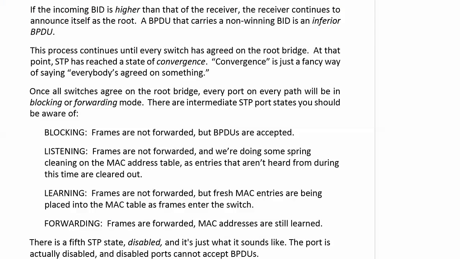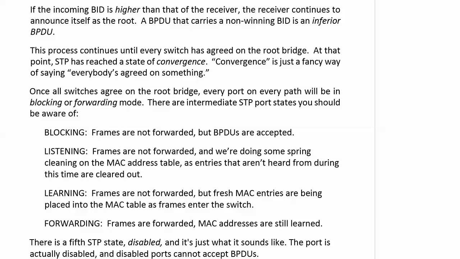Well, I mean a couple of intermediate STP port states that you really should be aware of. Because I mentioned that we don't go from blocking to forwarding immediately, and these listening and learning states are the ones in the middle. Now, in blocking state, obviously we're not forwarding any frames, but BPDUs are accepted by ports in blocking mode. It doesn't mean they're shut down, it's just that STP has blocked them for usage for that particular VLAN. In listening state, frames are not forwarded yet, and what we're doing here basically is some spring cleaning on the old MAC address table. We might have some stale entries in there. Entries that aren't heard from during this time, they're going right out the door.